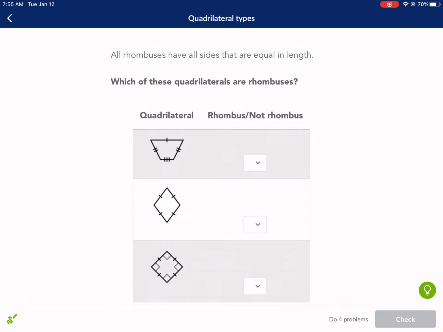Today we're doing a Khan Academy tutorial on quadrilateral types. This is part of our series on quadrilaterals, identifying rhombuses, rectangles, and squares. Let's go ahead and get into this one.